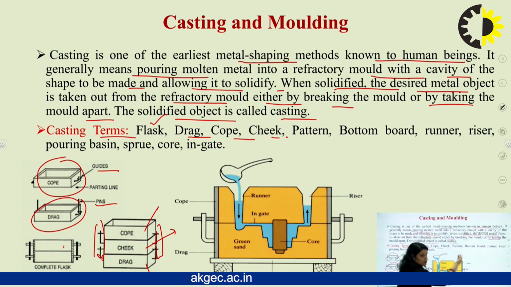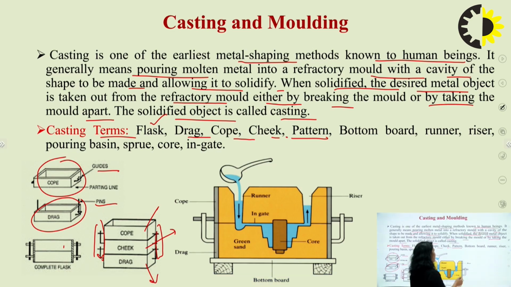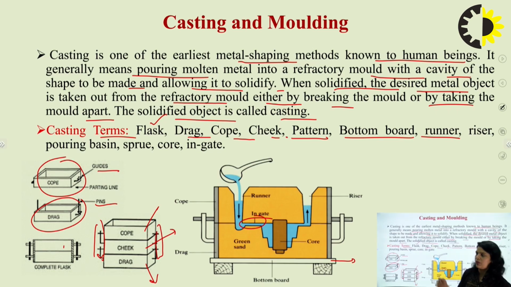So first we will see the other components, or the other terms, that we use in casting. Pattern is basically the replica or the prototype of the final product. Then we have the bottom board. Then we have the runner. The runner is this one, the horizontal passage for the molten metal from the sprue to the gate.